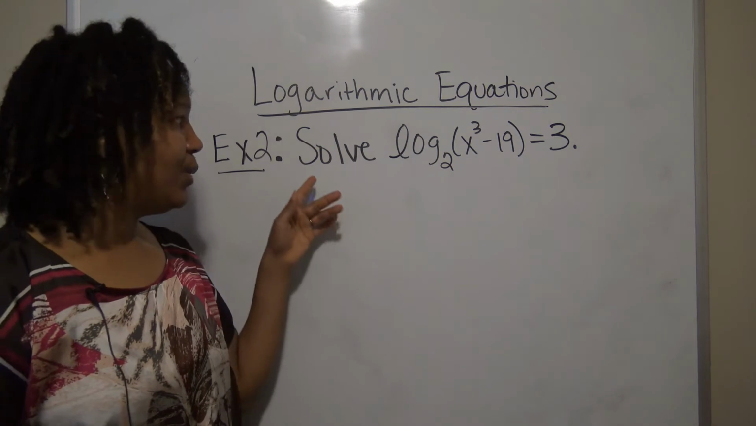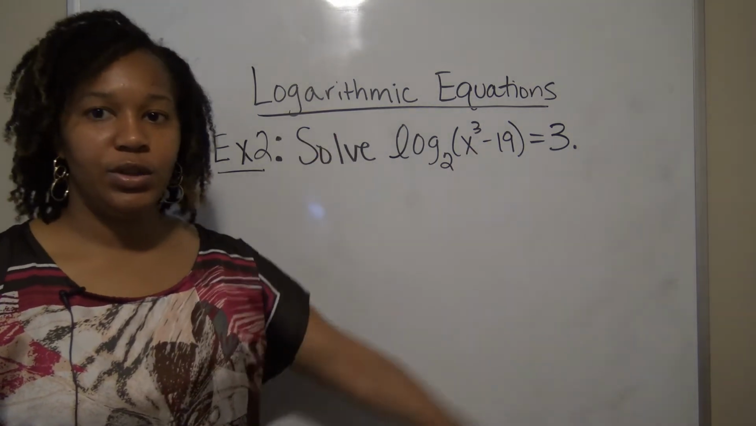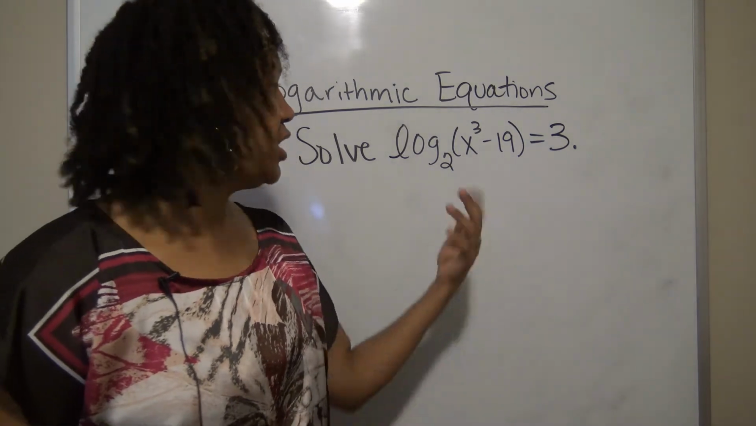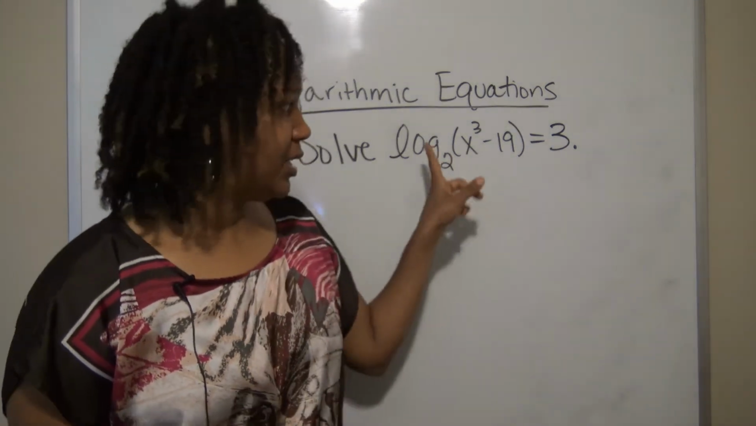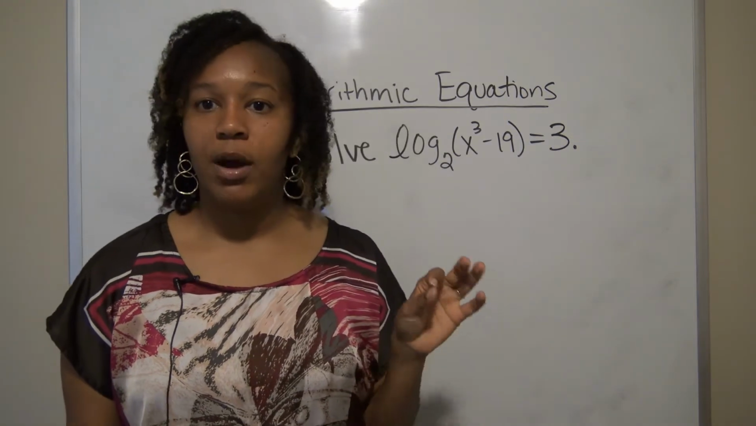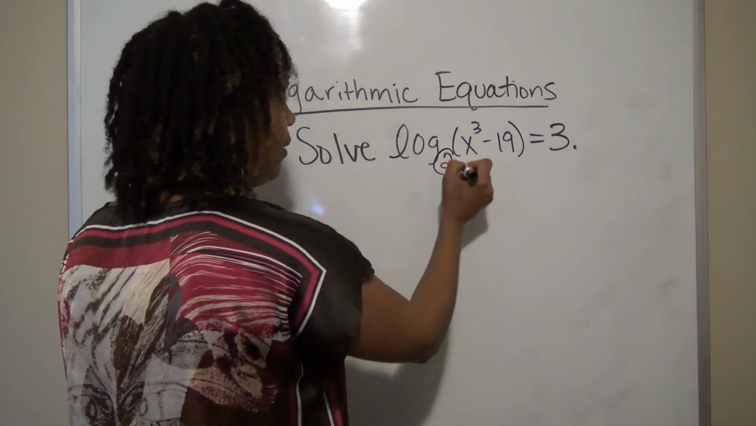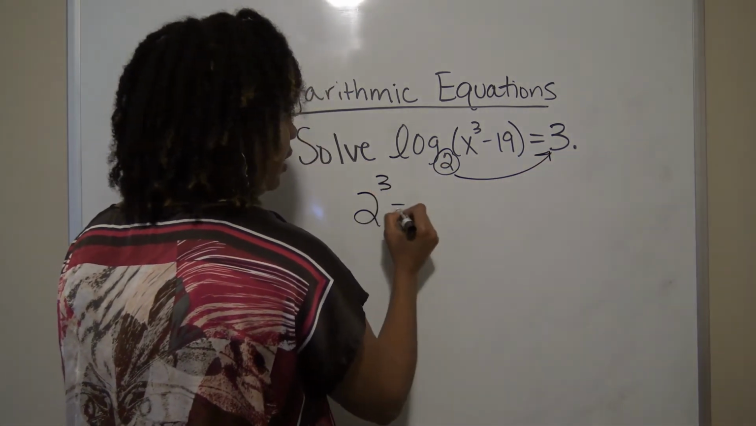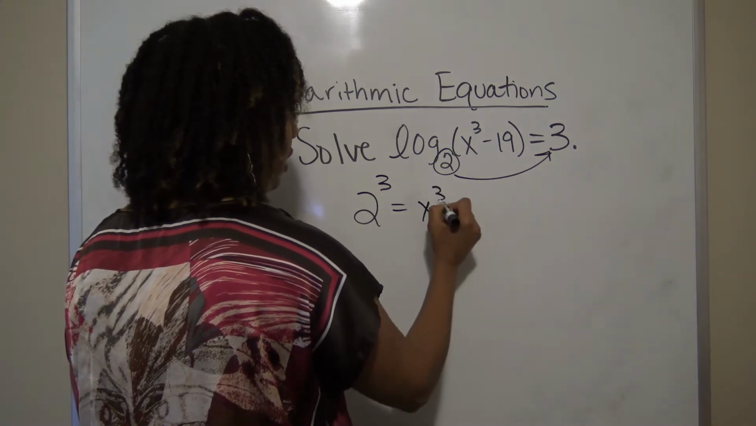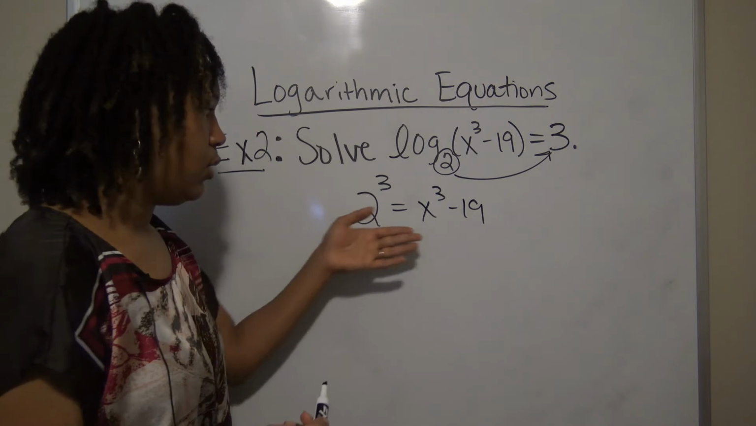For example 2, we want to solve log base 2 of x to the third minus 19 equal to 3. So this is a logarithmic equation because your variable is inside the log. And because it only has one log, you want to solve it by rewriting it in exponential form. So to rewrite this in exponential form, the base is 2, the exponent is 3, and it equals x to the third minus 19. And then you would just solve this equation.